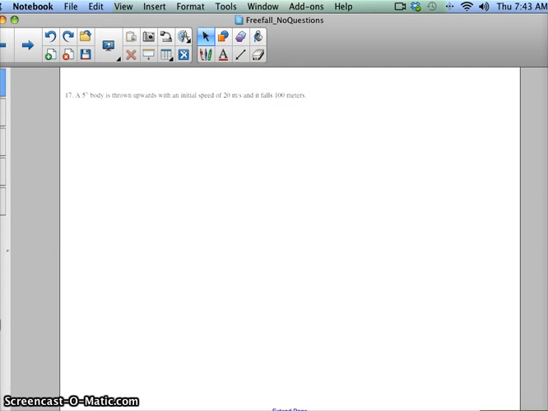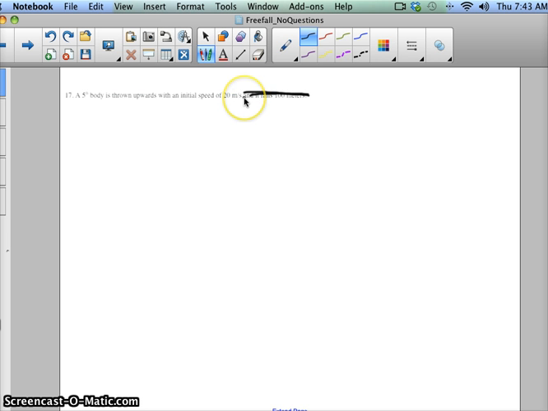Okay, so I wanted to help you out with number 17. It says a body is thrown upwards with an initial speed of 20 meters per second, and it falls 100 meters. So I'll draw a picture over here. Now I want to also change the words a little bit. What I meant to say was the period here. Okay, this is for 16 and 17.